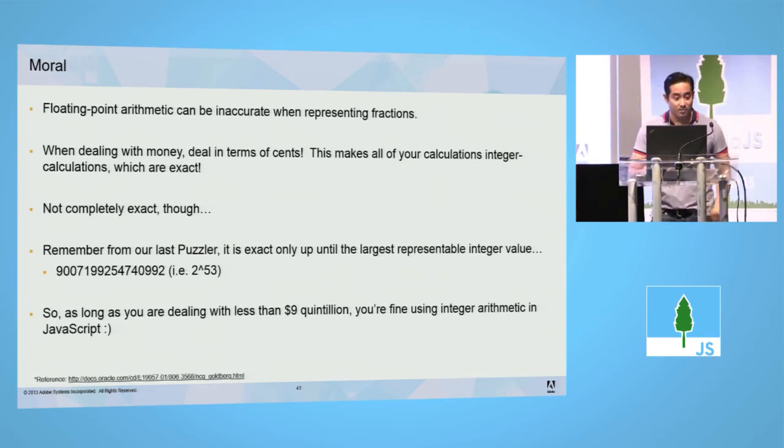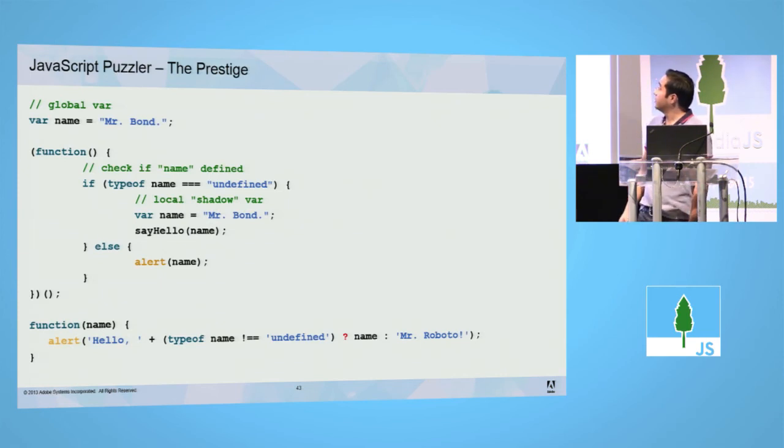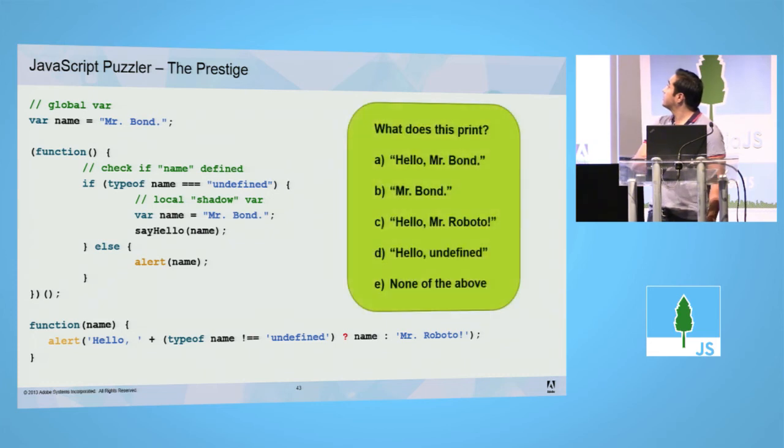So I have one more puzzler. I'm running out of time here. It's called the Prestige. So take a look at this code and tell me, what does this print?